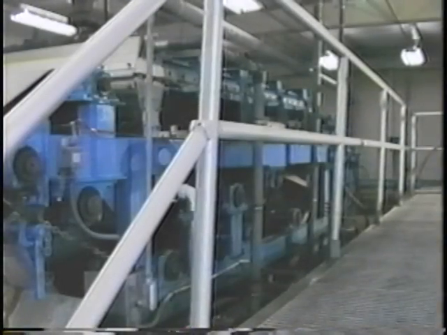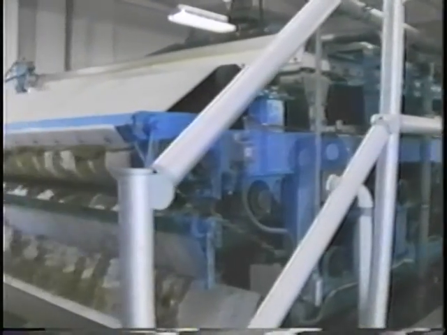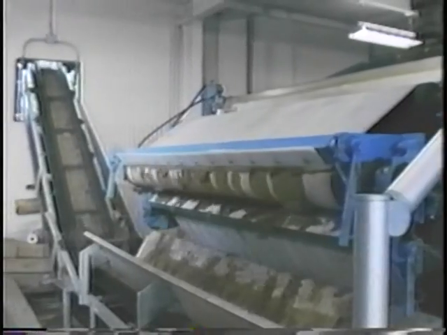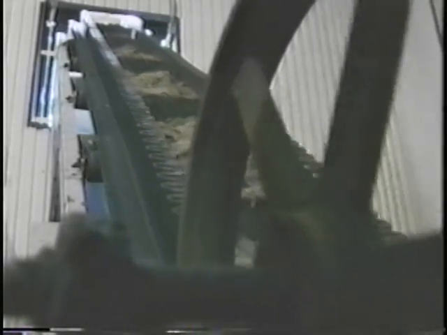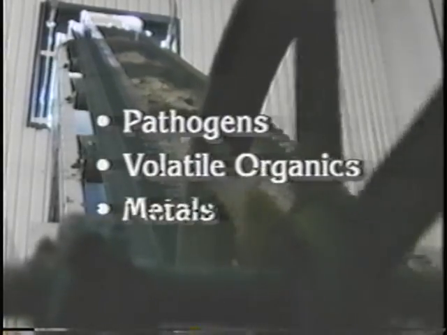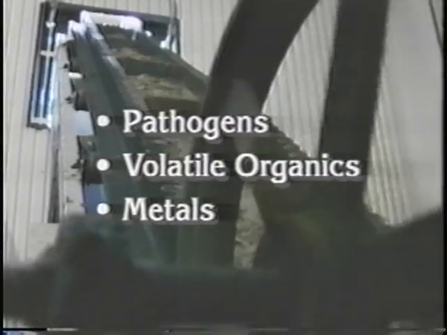Next, we will demonstrate sample collection of dewatered sludge being discharged onto a conveyor belt. Conveyors are commonly a convenient location to sample sludge prior to final use or disposal. Be careful when collecting samples from the moving conveyor belt. Safety should always be the first concern during a sampling visit. At this location, 3 types of samples will be taken: pathogens, volatile organics, and metals.